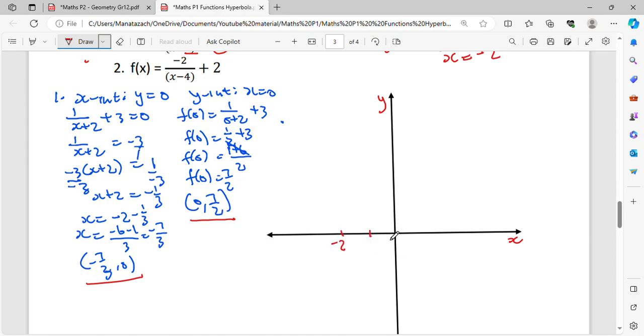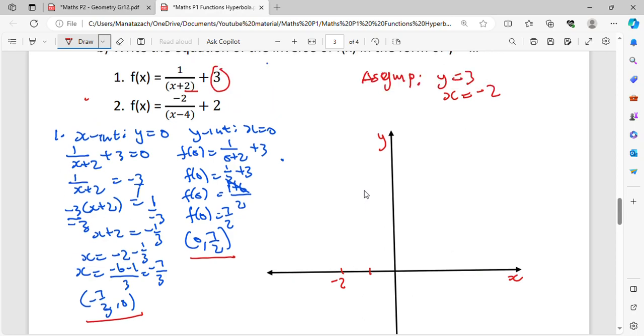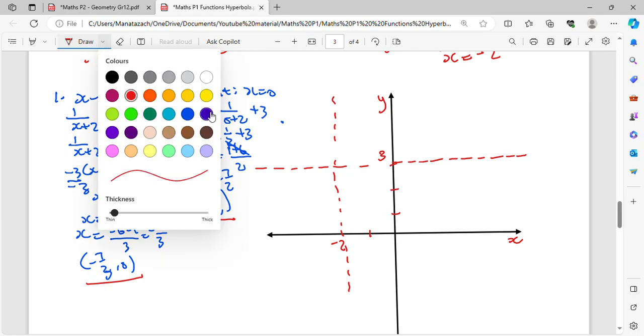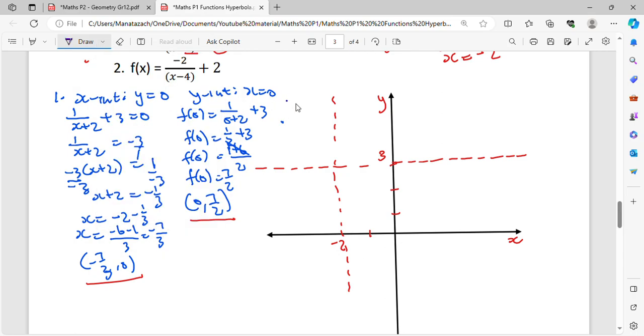Now let's label the x and y axes and start by labeling the asymptote. We have minus 2, and then the y is 3. 1, 2, 3. That's the y asymptote. Then the x asymptote. Now let's choose a color which will be different. Let's choose purple. Now let's plot the graph.